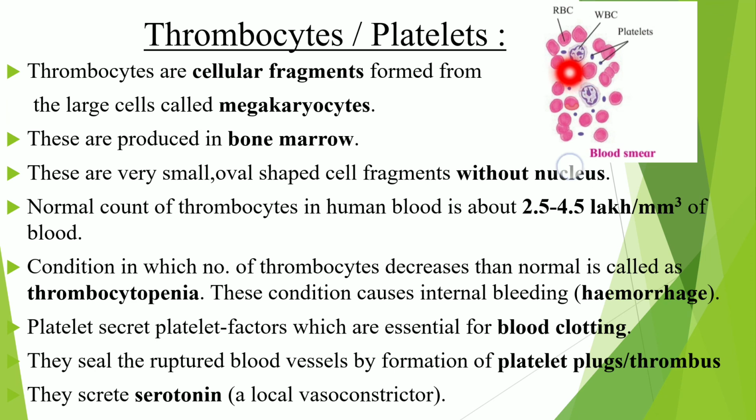So these cells, platelets, also secrete serotonin, which is called a local vasoconstrictor, means they can constrict or contract the blood vessels. It is called a vasoconstrictor. Vaso means blood vessels, constriction means contraction. Blood vessels get contracted with the help of this serotonin, which is secreted by the thrombocytes.